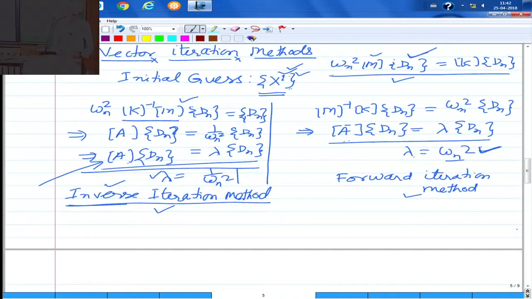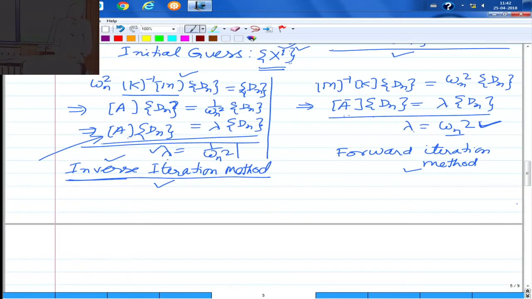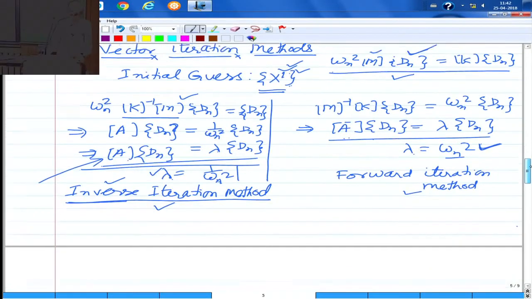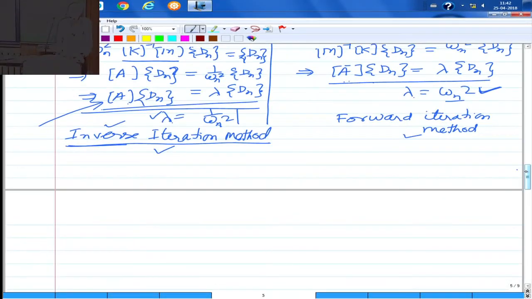So this is known as the forward iteration method. Since here you are working with only one vector, you will finally get only one particular mode: either the largest value of lambda, which corresponds to the smallest value of omega n, that is the fundamental mode, or here the largest value of omega n itself. So this is the basic idea in the vector iteration method. Let me first give you a proof of how it works.